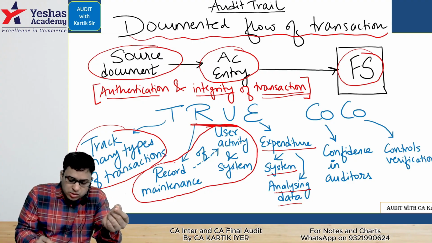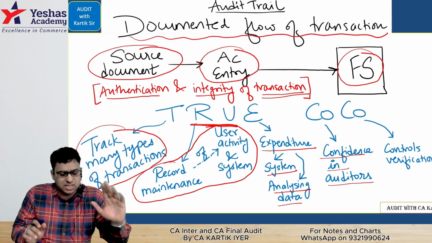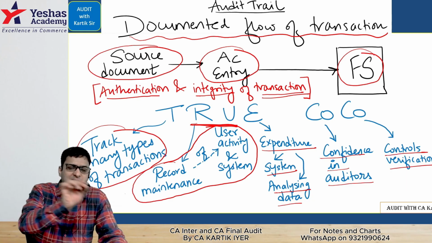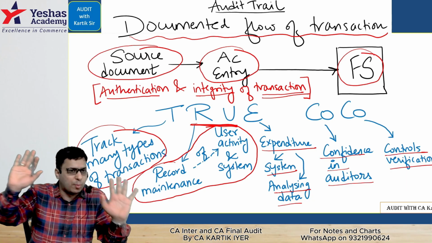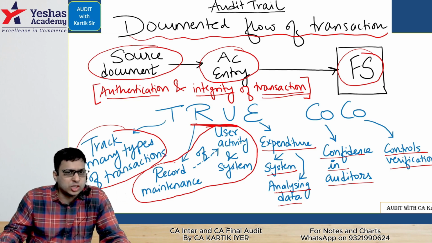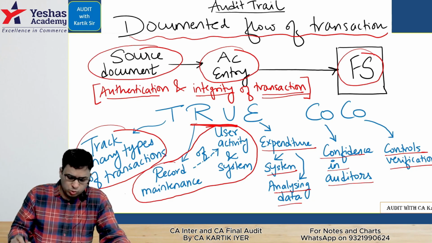Next is COCO, that is confidence in the auditors. It gives confidence to the auditor that audit trail is there in place. Last point is controls verification. If audit trail is there in place, you feel the controls are working properly. You have that confidence. Easy, simple. That completes this audit trail short note. If it comes in the examination, pretty sure that you are going to do well.